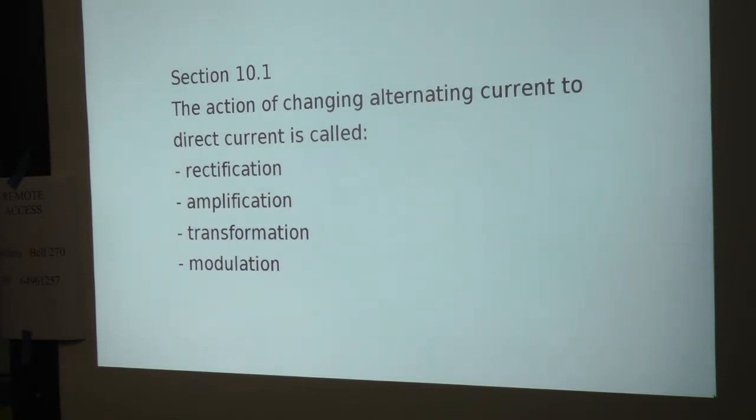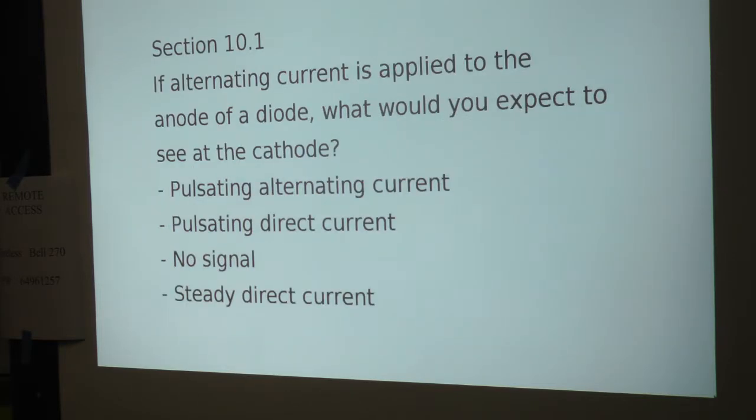The action of changing alternating current to direct current is called number 3, transformation? No, number 1, rectification. Yeah, rectification. So, if alternating current is applied to the anode of a diode, what would you expect to see at the cathode?